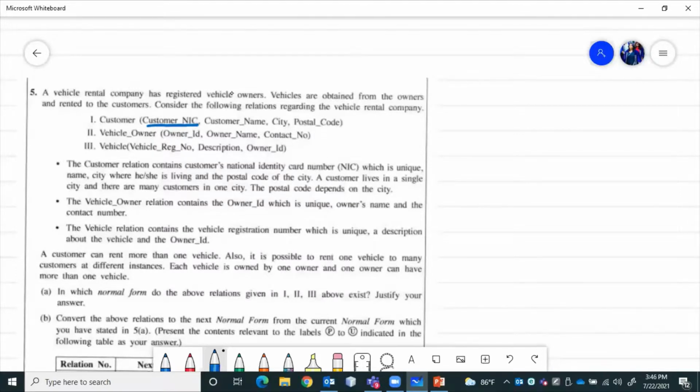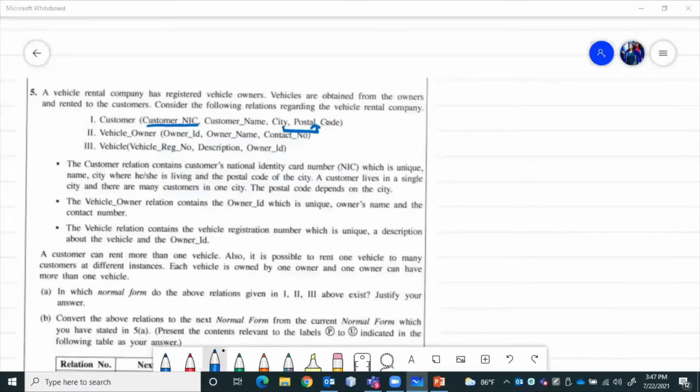Which is unique. Name, the city where he or she is living, and the postal code of the city. A customer lives in a single city, and there are many customers in one city. Yes, that could happen, no? There could be many customers. The postal code depends on the city. So we are getting something now, right? Postal code depends on the city. Quickly tell me, what is this dependency? Postal code is depending on the city attribute. Yes, we got an answer: transitive dependency. Very good. A non-prime attribute is depending on another non-prime attribute.